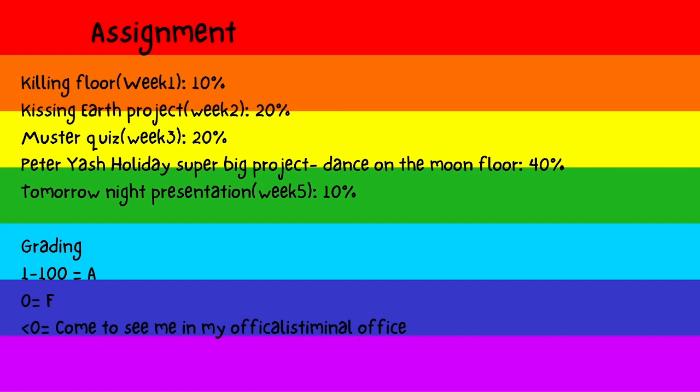So, our grading ecological system: if you get 1 to 100, it means you get an A. If you get 0, you get an F. If you get a score below 0, you need to come to see a teacher.